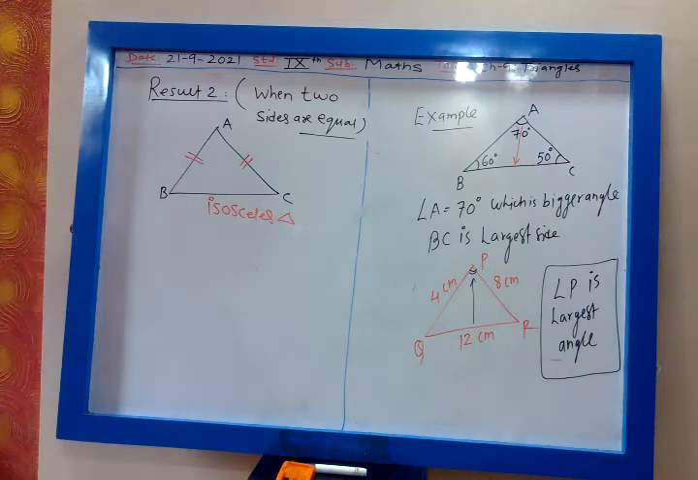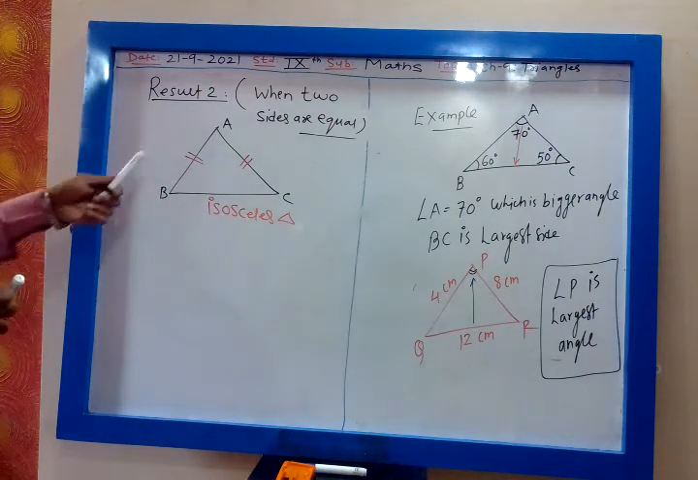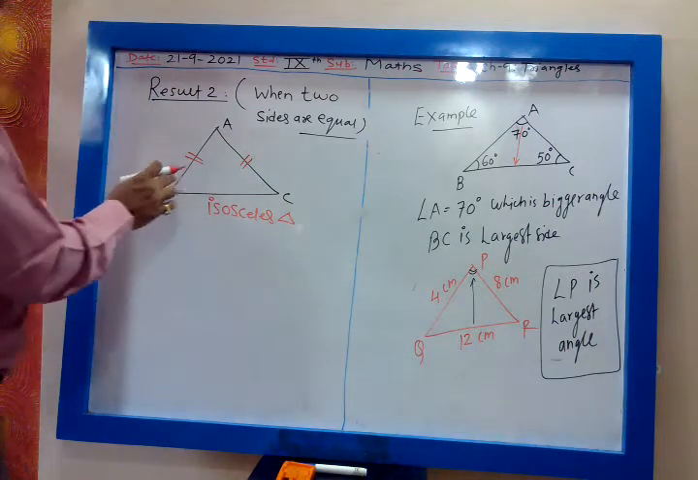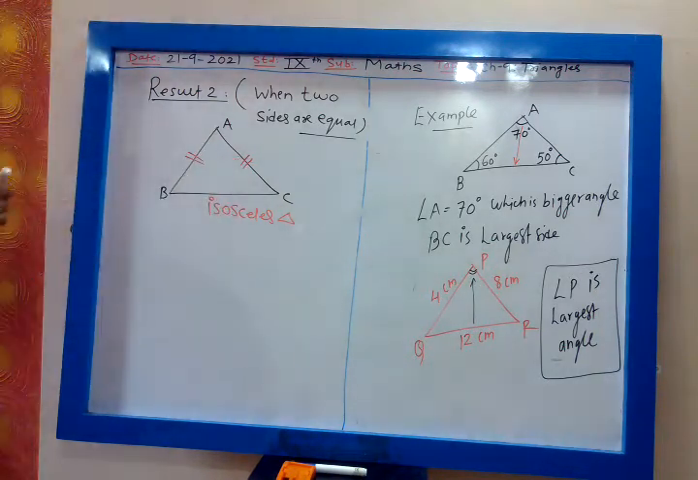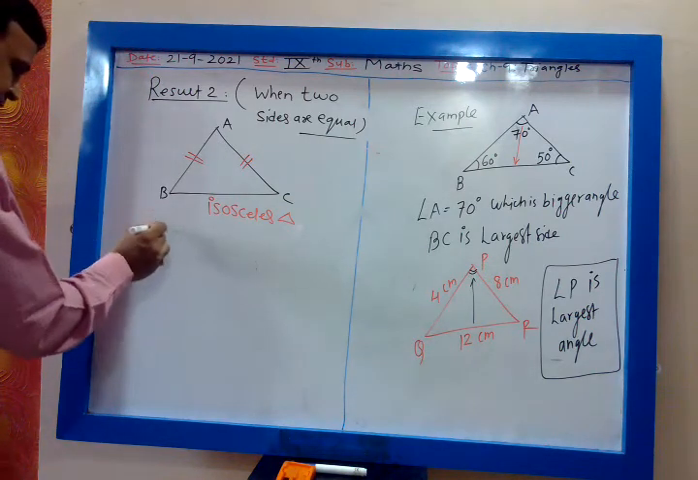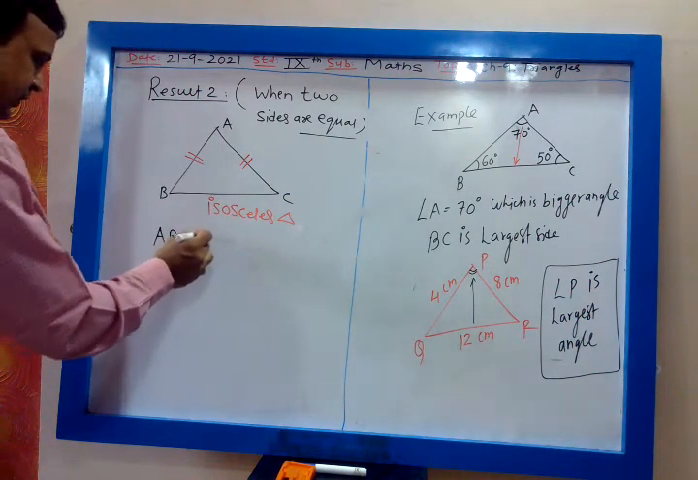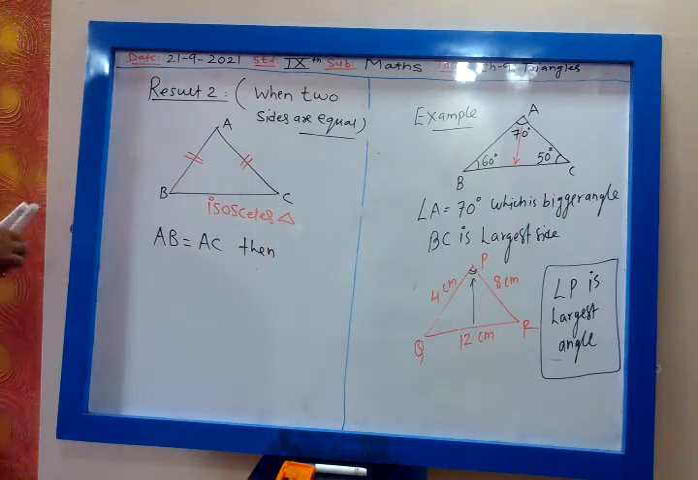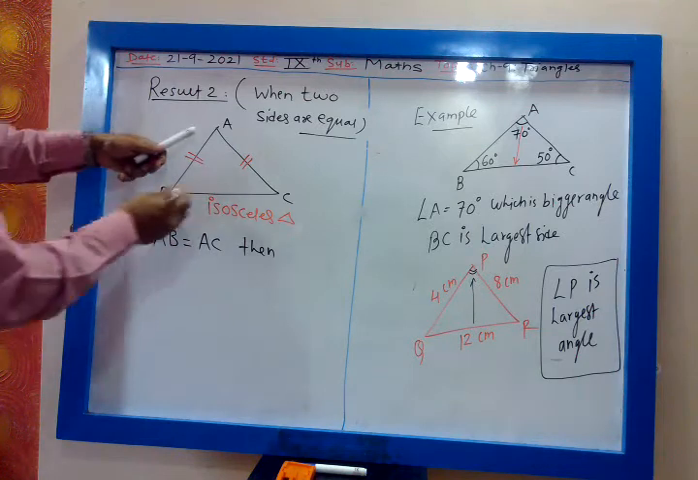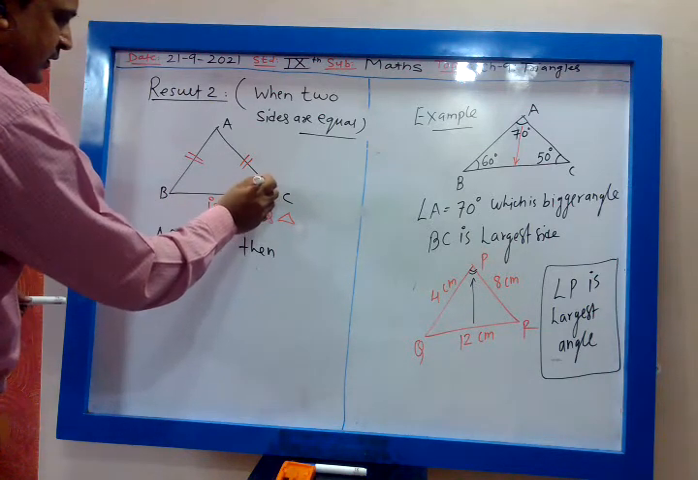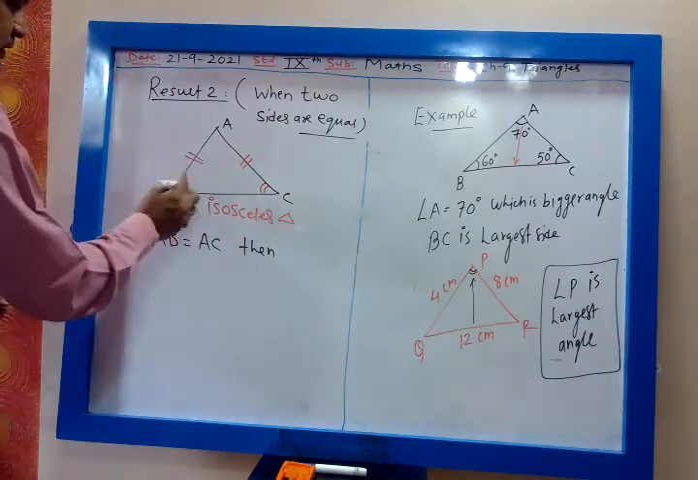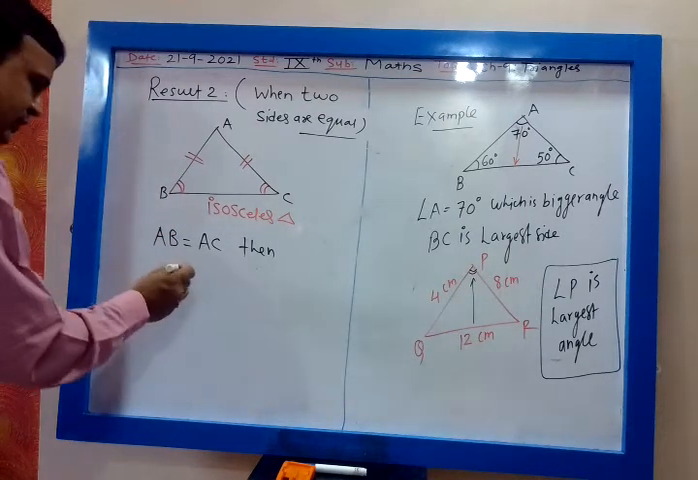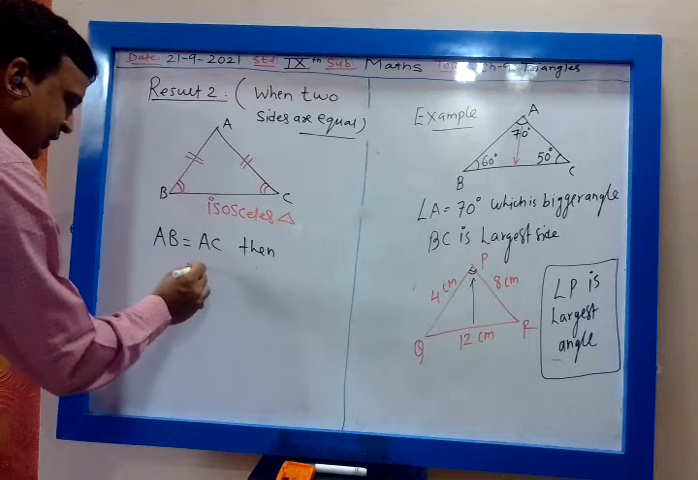And what is the isosceles triangle property? Whichever two sides are equal, their opposite angles are also equal. So these two sides are equal, AB is equal to AC. Then what is the angle opposite to AB? C. What is the angle opposite to AC? B. Then angle B is also equal to angle C. So opposite angles are also equal.